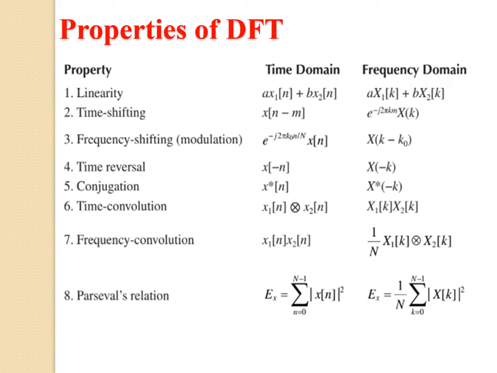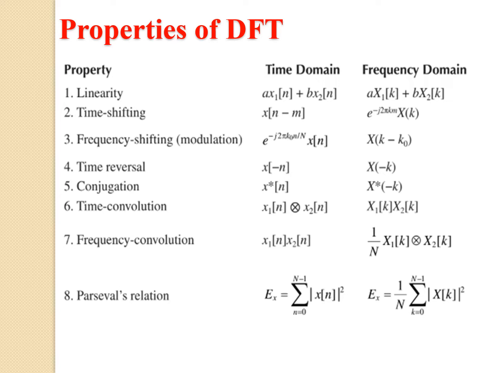And the time reversal property. So in time domain, x of minus n, which is the time domain reversed signal, is equivalent to X of minus k, that is the frequency domain reversed signal. And the conjugation property is the next one. So x complex conjugate of n is equivalent to X complex conjugate of minus k in frequency domain.